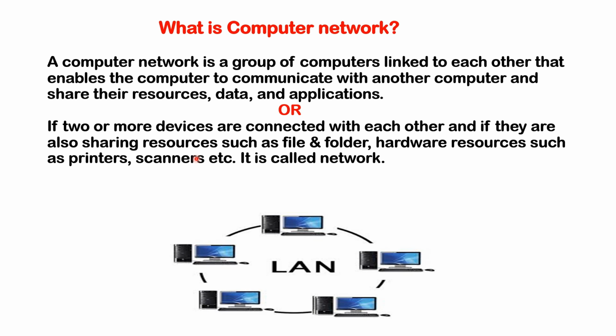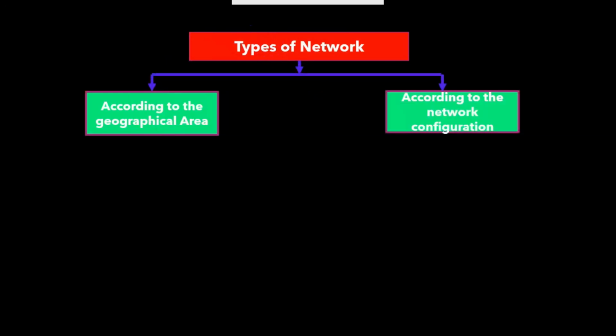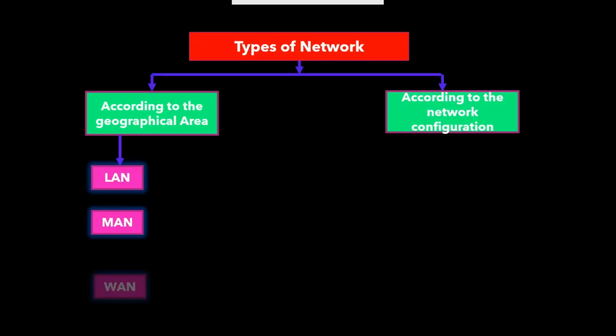Now, let's see how many types of computer networks are available. We can categorize networks into two categories. Number one is according to the geographical area, and number two is according to the network configuration. Firstly, in geographical area, we have three types. Number one is LAN, local area network. Number two is MAN, Metropolitan Area Network. And number three is WAN, wide area network.